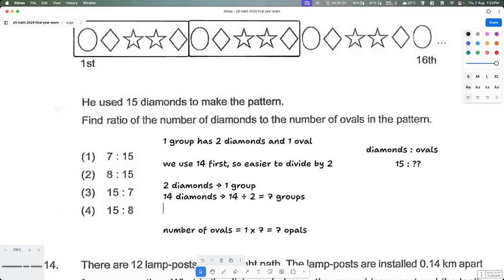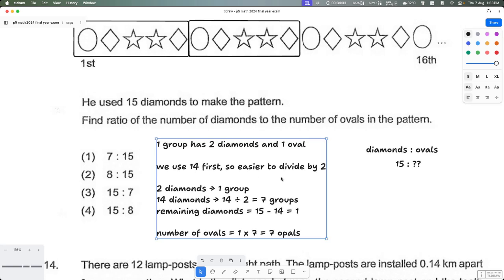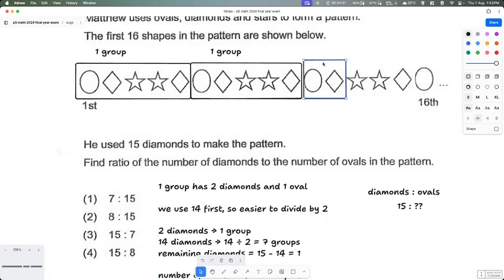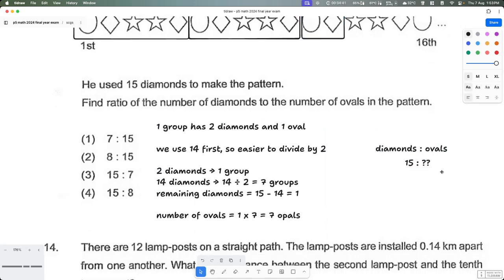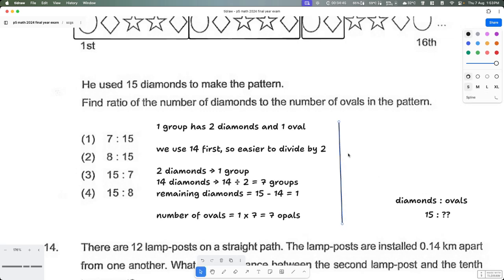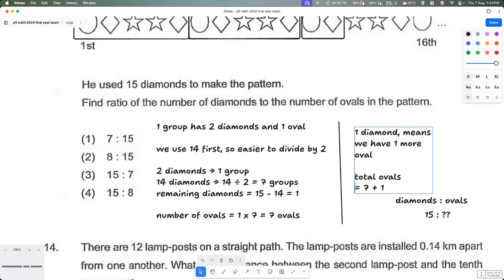Remaining diamonds is equal to 1, so 15 minus 14 is equal to 1. Now we have one diamond, so let's put that there. That means one diamond means we have one more oval. So that means total ovals, sorry, not opals, ovals. I put opals. Opals is a type of gem. Total ovals equal to 7 plus 1. This will give us 8.